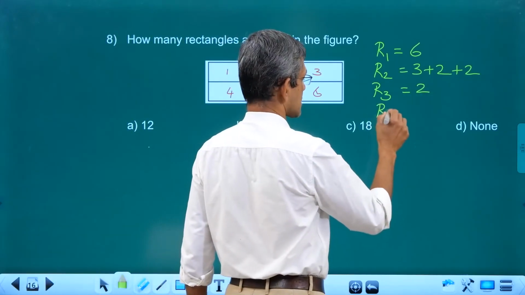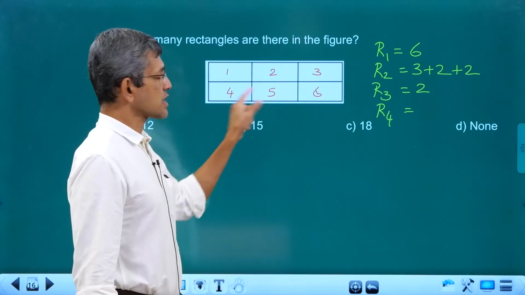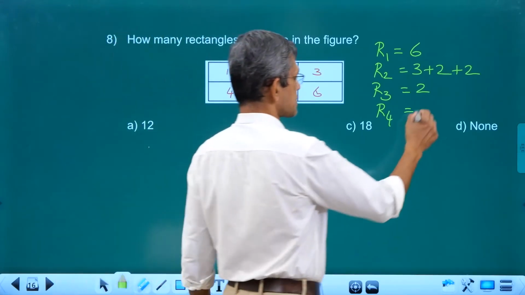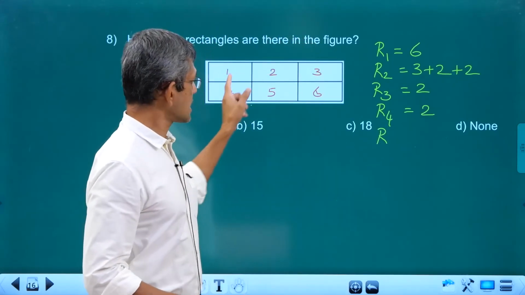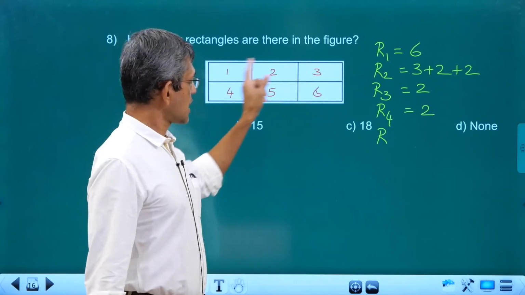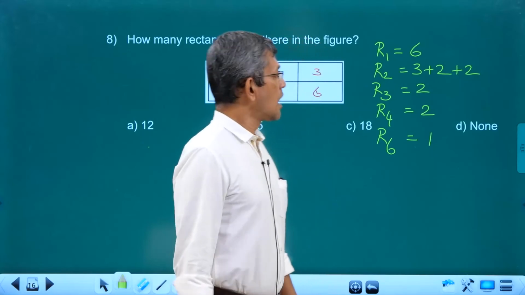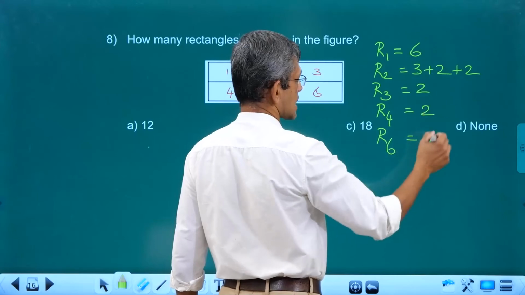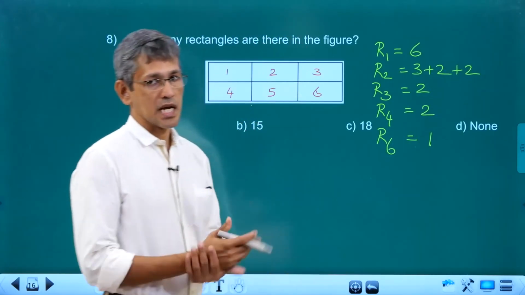Now 4 pieces. Any 4 pieces. Well, 4 pieces together, 1, 2, 4, 5, it's a rectangle. Then 2, 3, 5, 6, that's another rectangle. So we have 2. How about 5 pieces together? If you take any 5 pieces from here, it doesn't give you a rectangle. So next, we have to go for 6 pieces, which is 1. All right, so this is what we have altogether. 6 plus 3, 9. 9 plus 1, 10. 10 plus 8, 18. So we have 18 rectangles.